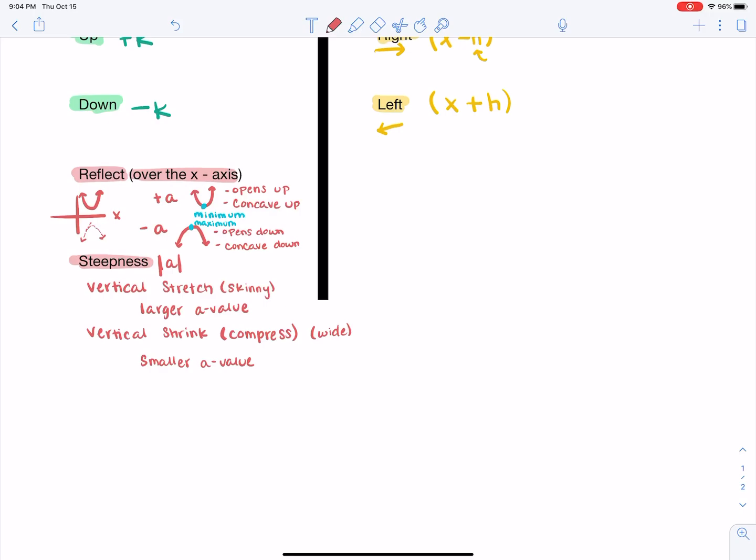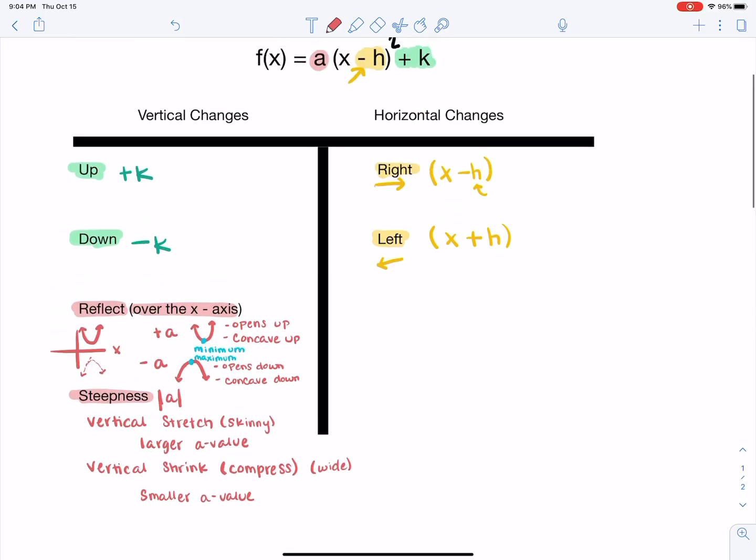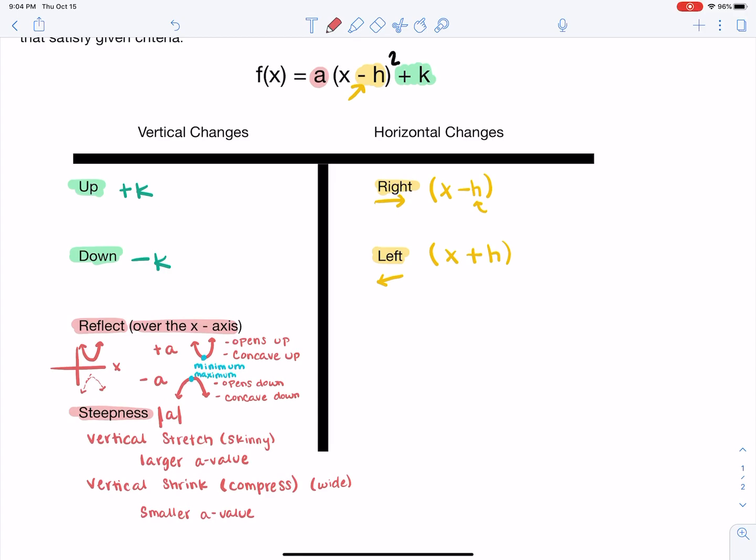So just think, when you think reflection, take into effect the positive or negative. When you think steepness, pretend that everything is positive, and then just think larger or smaller, okay? Okay, so that's really it.